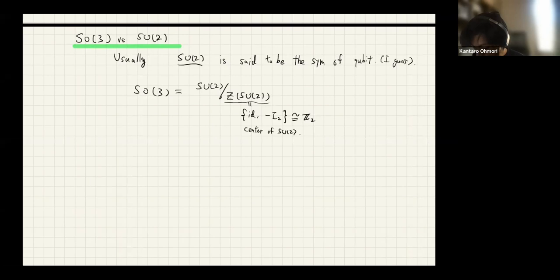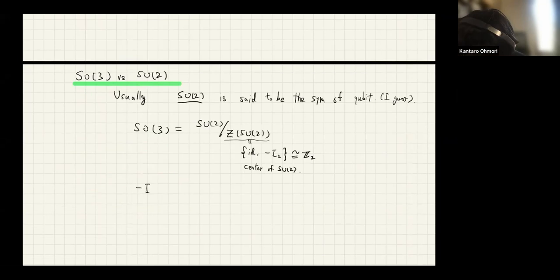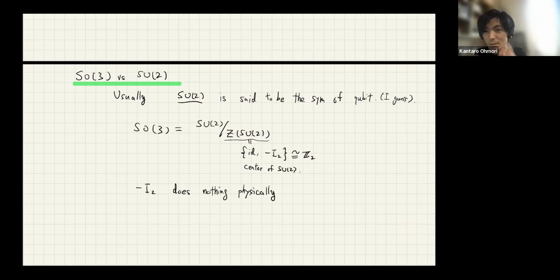And this thing is the usual expression of the SU2 action on this qubit. But the point is that this minus I2 does nothing, nothing physically, because it just changes the sign of all the states at once, but that doesn't change any probability. The physical state is the vector in the Hilbert space up to the phase rotation, so the sign in front of it is actually not a physical entity.